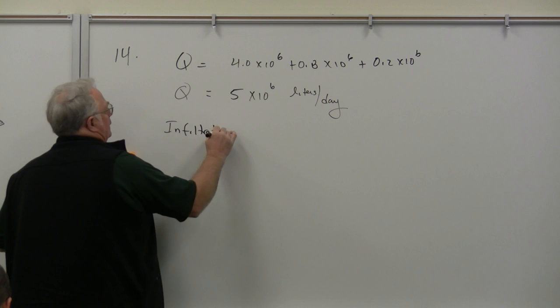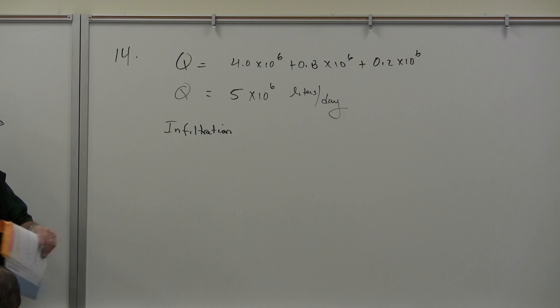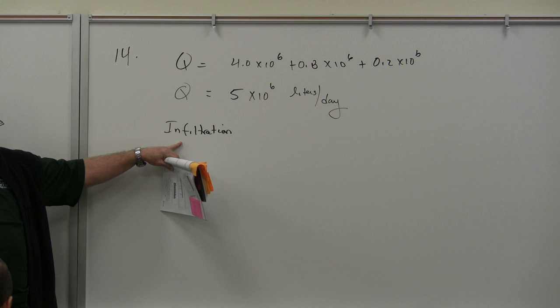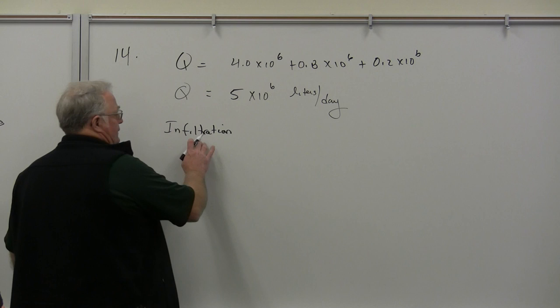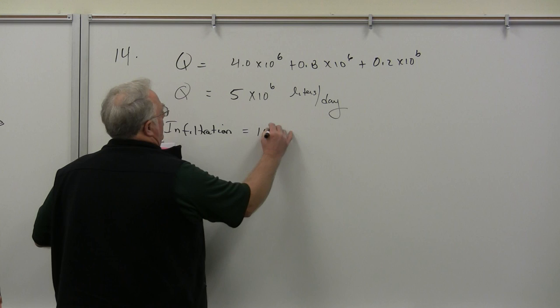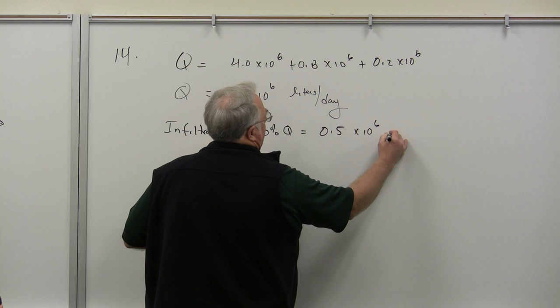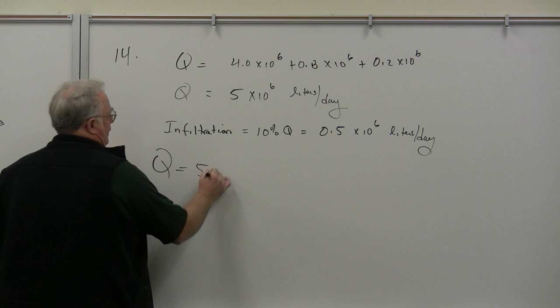Infiltration is where water leaks into the sewers from the groundwater, typically. That's as compared to inflow. Inflow is where you have illicit water, if you will, getting into the system through illegal connections, like downspout connections and things like that. Okay? So you can't prevent this, although we try to minimize it. It's 10% of the total, so it's 0.5 times 10 to the 6th liters per day. So our total flow is going to be 5.5 times 10 to the 6th liters per day.